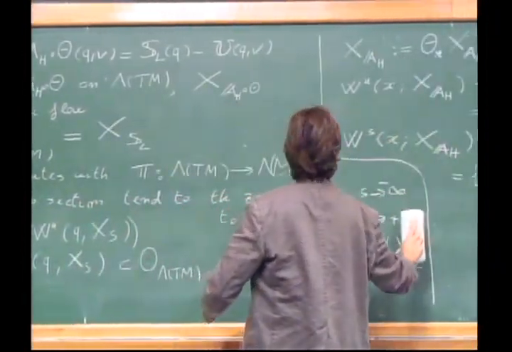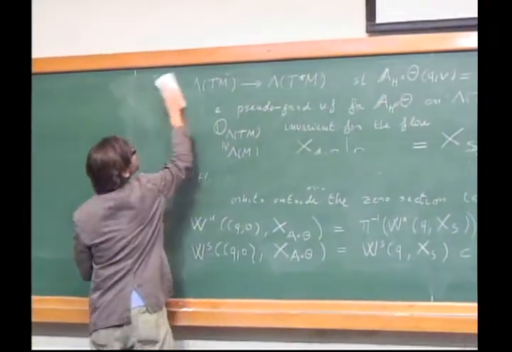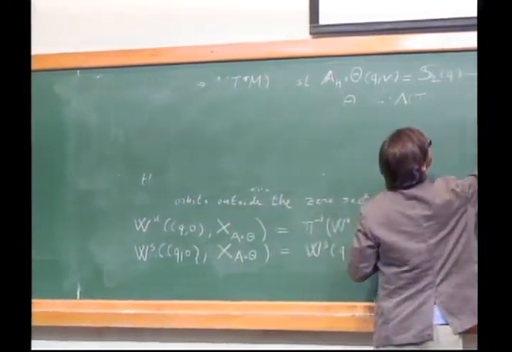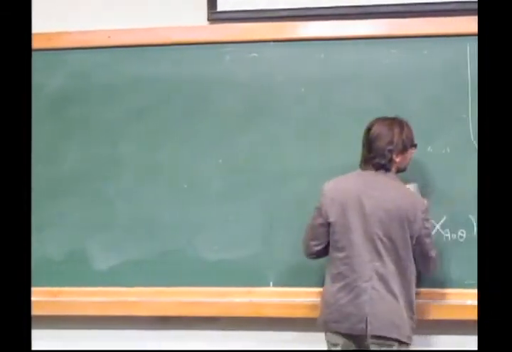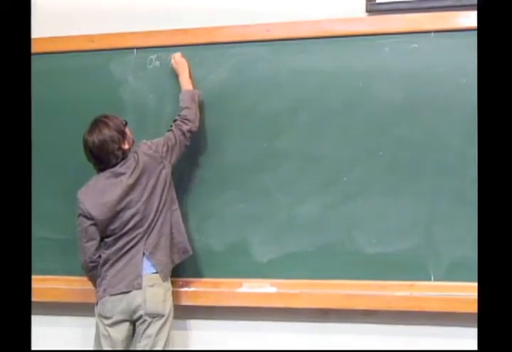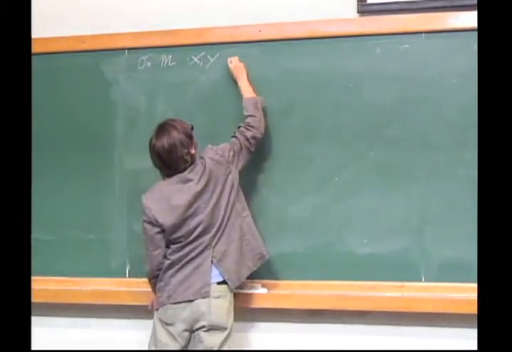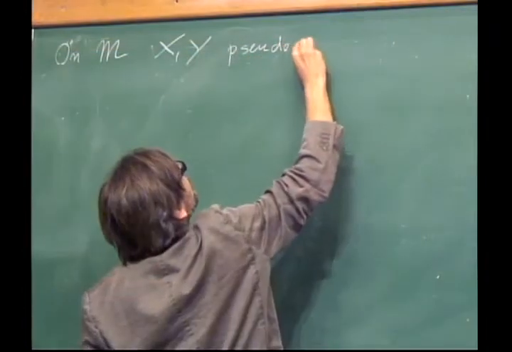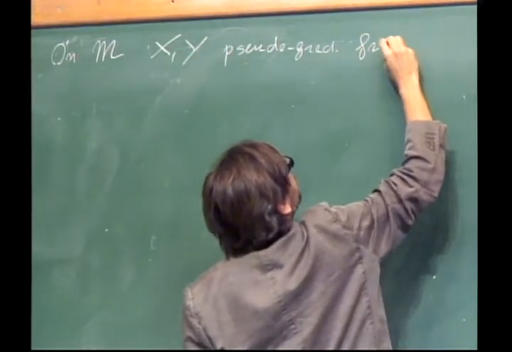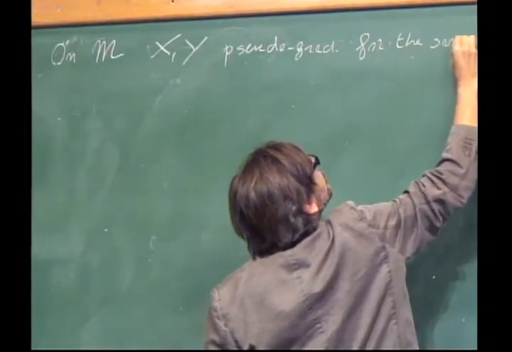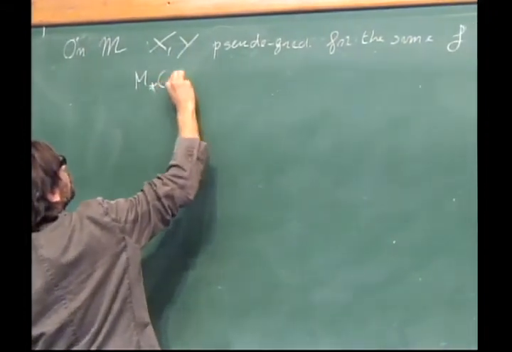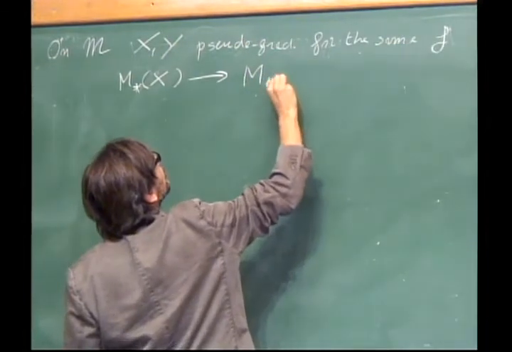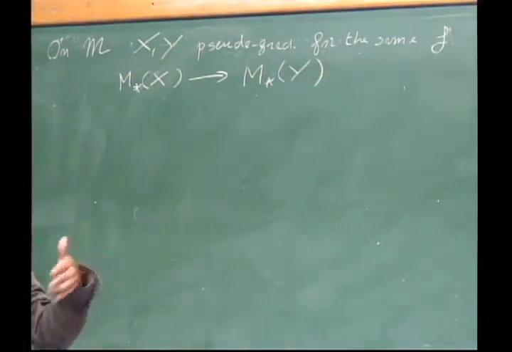I think we just need to keep this. This can be erased without any danger. So again, an abstract thing about Morse homology. Say that on M, we have X and Y, which are pseudo-gradient vector fields for the same F. Okay? And you would like to build an isomorphism from the Morse homology of X to the Morse homology of Y. So critical points are the same, it's just that the flow lines are different.